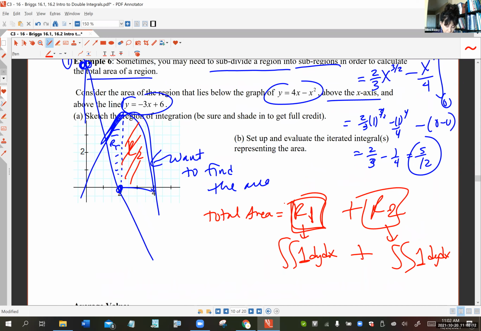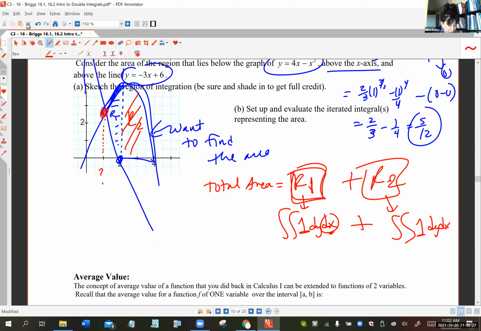Well, let's look at region 1 first. The integral here is with respect to x, so I need to figure out this intersection point. Where do these 2 graphs intersect? Now, it looks like it's going to be x equals 1. But don't always depend on your eyeballs. I want to see the analysis.